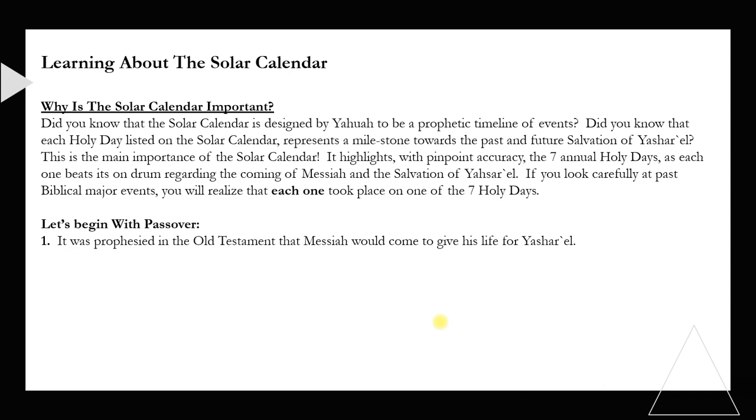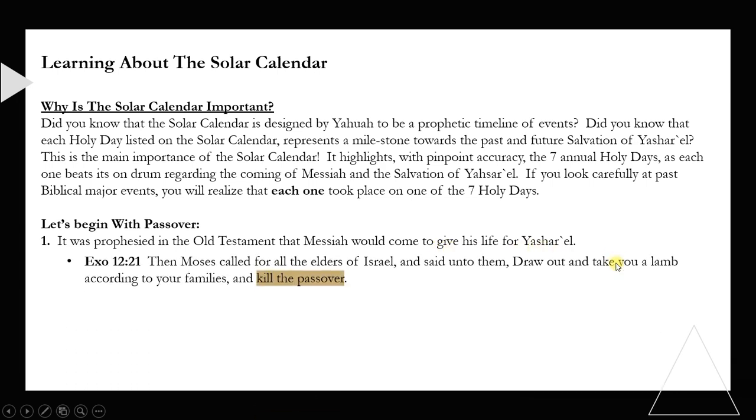And if you look carefully at past biblical major events, you will realize that each one of these major events took place on one of the 7 holy days. An example of that is number 1, dealing with Passover. It was prophesied in the Old Testament that Messiah would come to give us life for Yasharel. We can read that in Exodus 12:21.